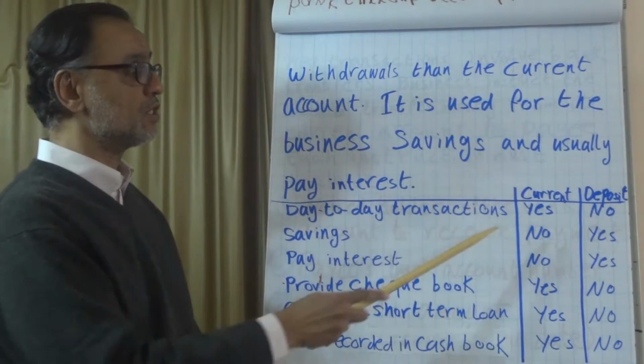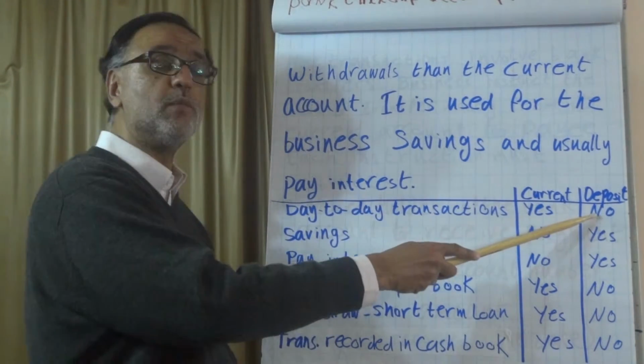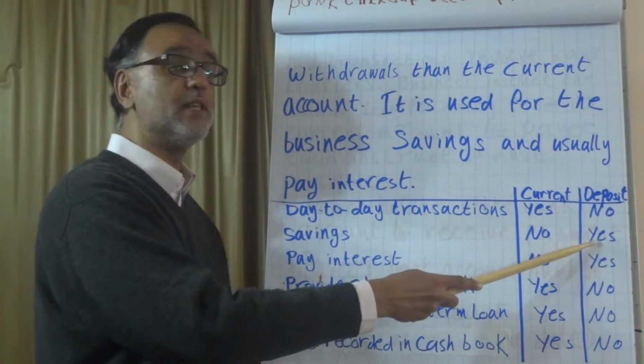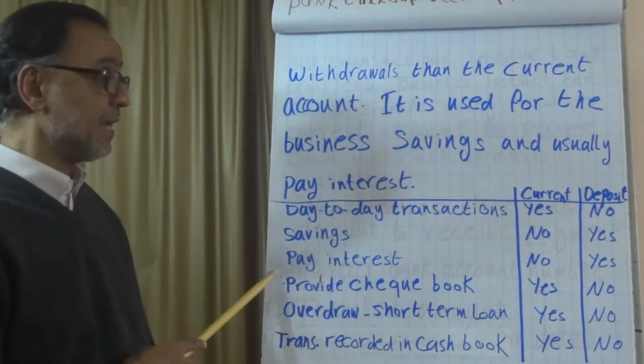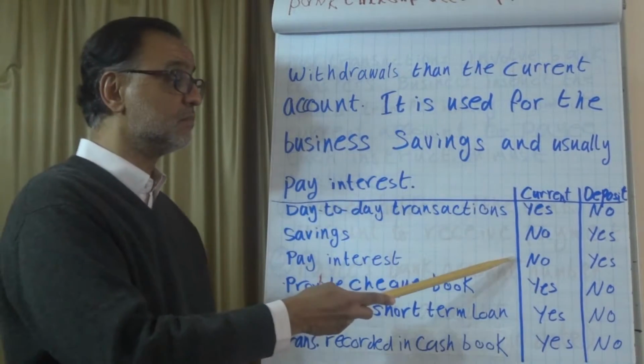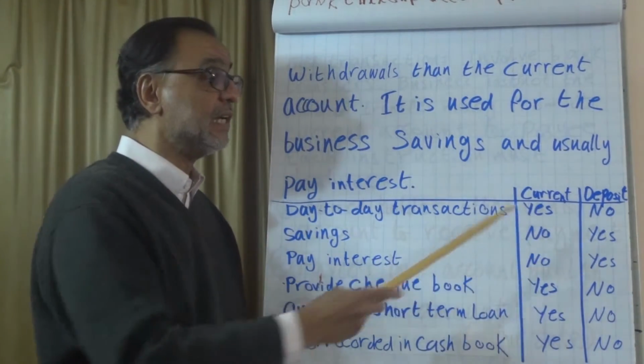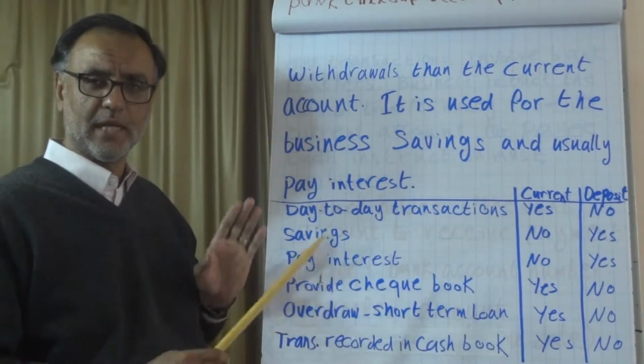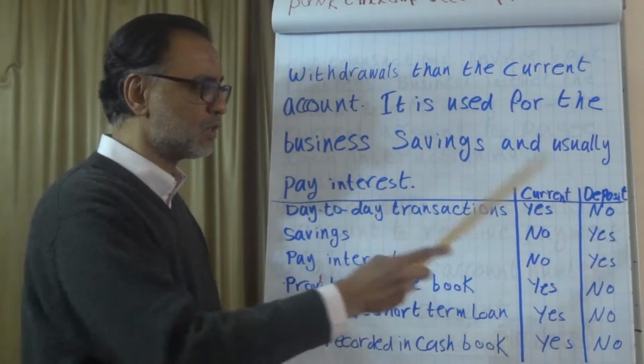Day-to-day transactions: yes in the current account, but no in the deposit. Savings: not in the current account, but in the deposit account. Pay interest: not in the current account, but in the deposit account. However, some current accounts now pay interest, but let's focus on the deposit account paying interest.